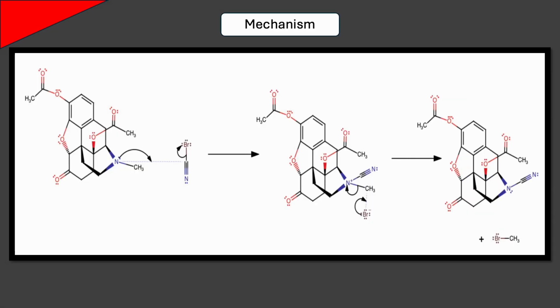And here is the mechanism. The lone pair on nitrogen will attack the electrophilic C, which is triple bonded to the nitrogen, which will then break its bond with Br, and the electrons will go towards the Br.